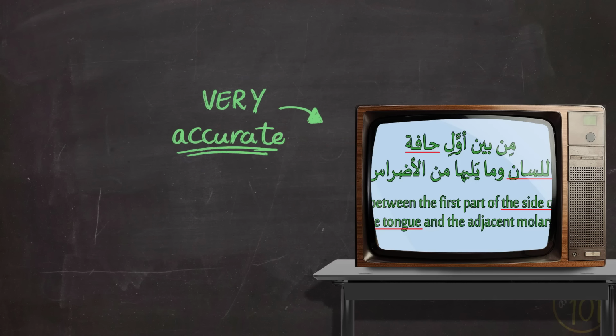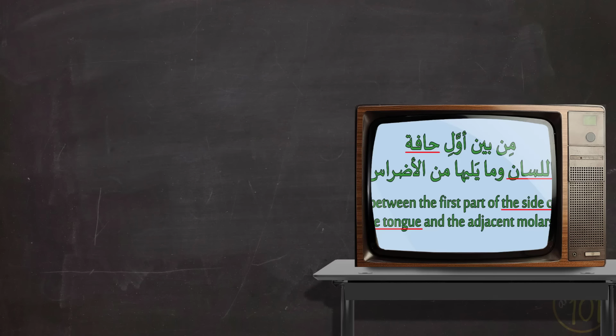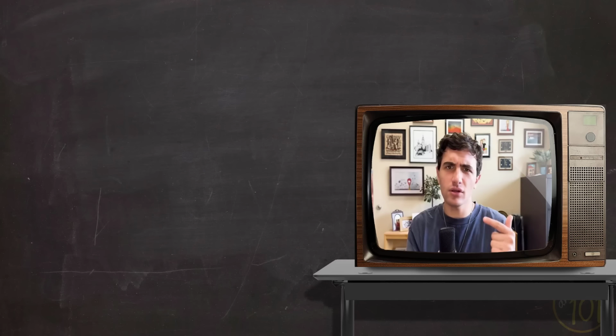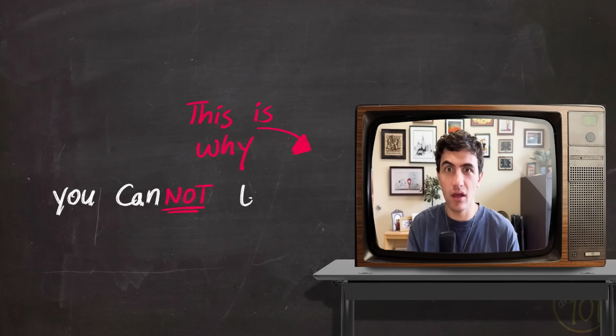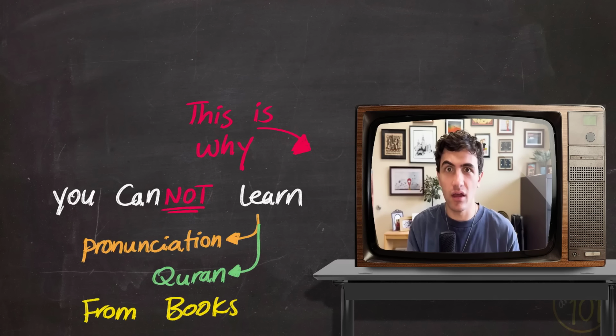Next is a very important point that he raises. After reading the description of the sound of Dhad made by Sibawayh, he came to the conclusion that it might have actually sounded like yeah. That's weird, right? The side of the tongue hitting the adjacent molars, that's almost like the letter Y. And this perfectly demonstrates why learning pronunciation of the Quran can never be taken from books, because you will have your own version that is actually so far from reality.